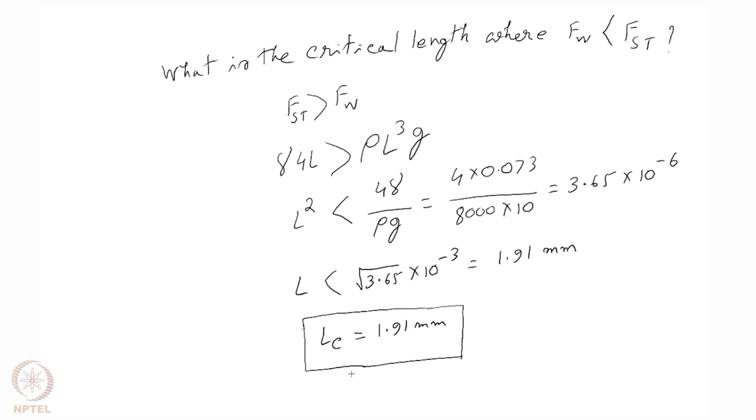And remember that here we are always neglecting buoyancy. If we add buoyancy, then we will have one additional upward force. So in that case we will require an even lesser amount of surface tension force. So even a larger block can float there, right. So you see here we got the critical length as 1.91 millimeter, right.